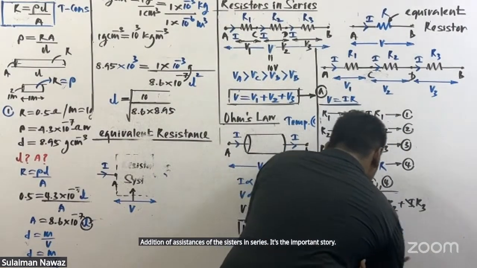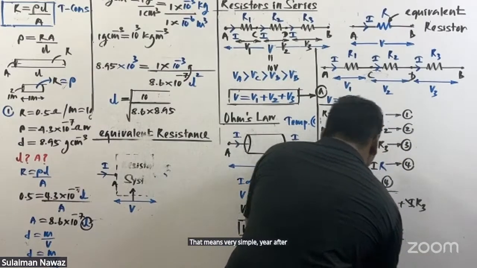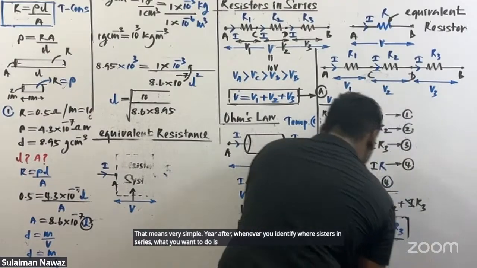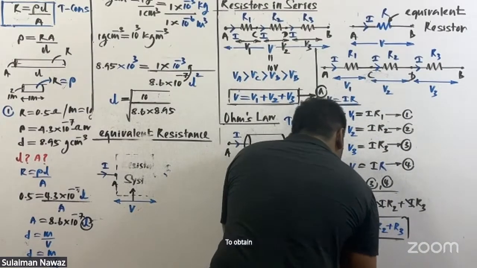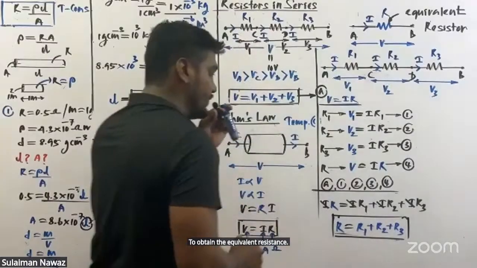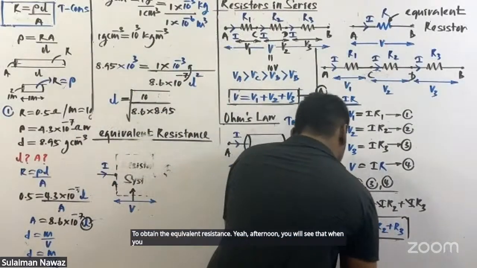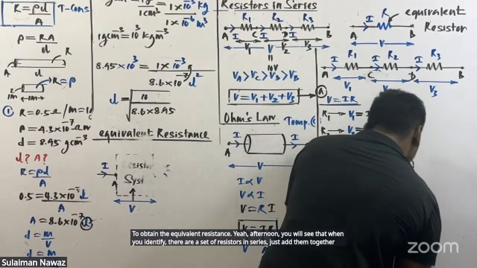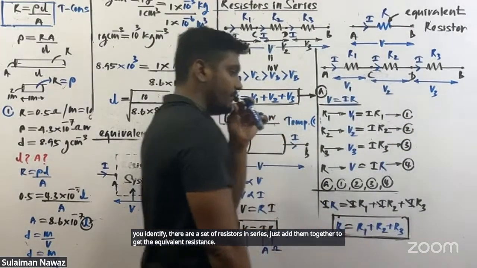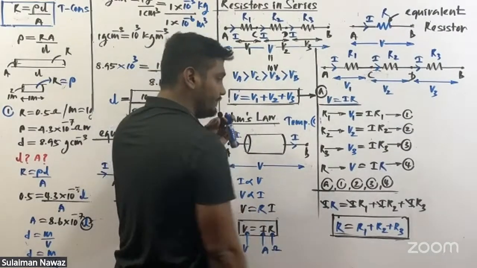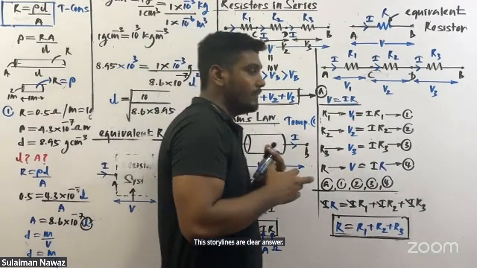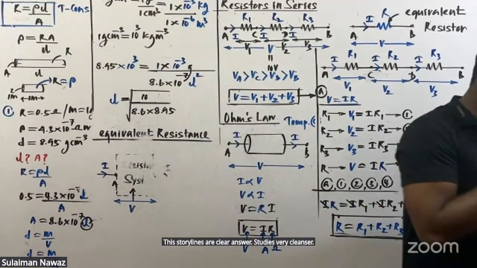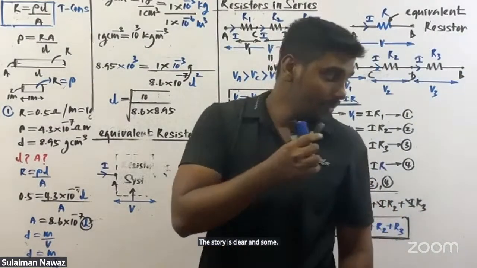That is very simple. Hereafter, whenever you identify resistors in series, what you want to do is add them together to obtain the equivalent resistance. Just add them together to get the equivalent resistance. The story is very clear.